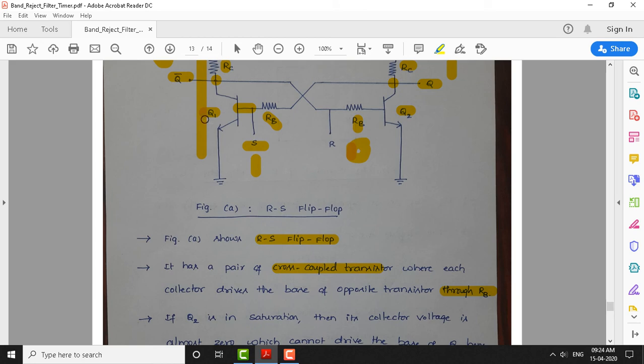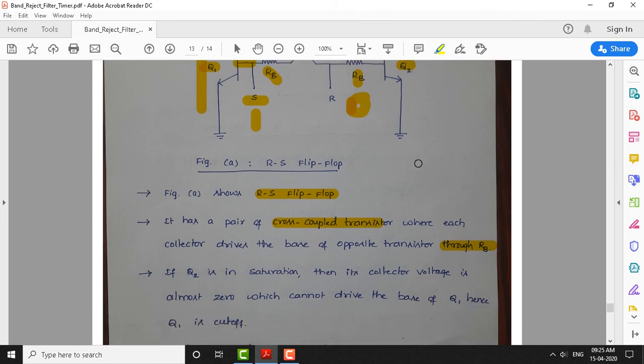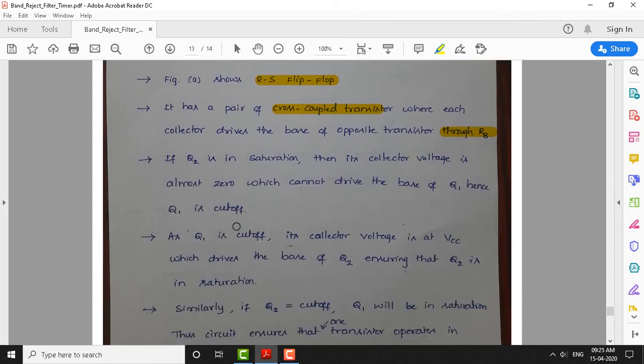And if you assume vice versa, if Q1 is in saturation, Q2 has to be in cutoff. So these two transistors cannot be in the same state. If Q2 is in saturation, Q1 has to be cut off, and if Q1 is in saturation, Q2 has to be cut off. Okay, so that's what we have discussed so far.